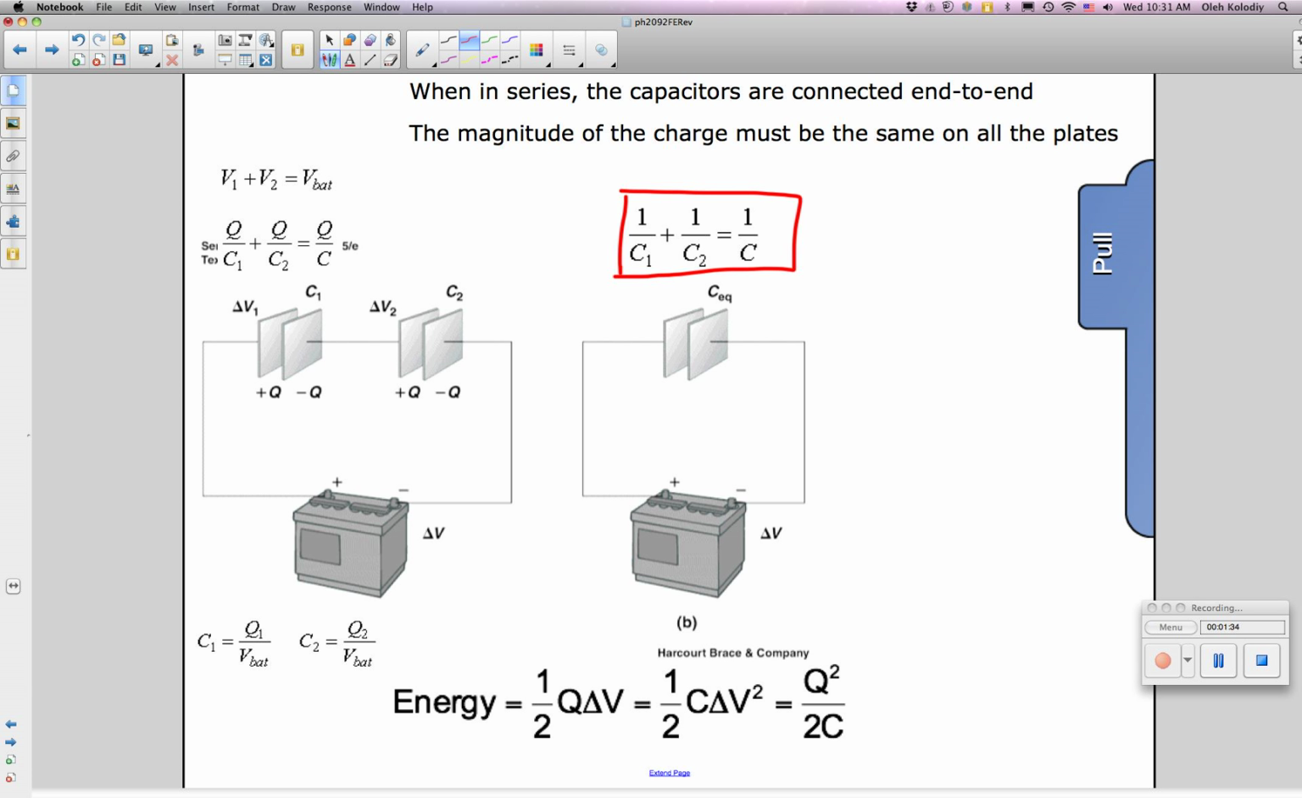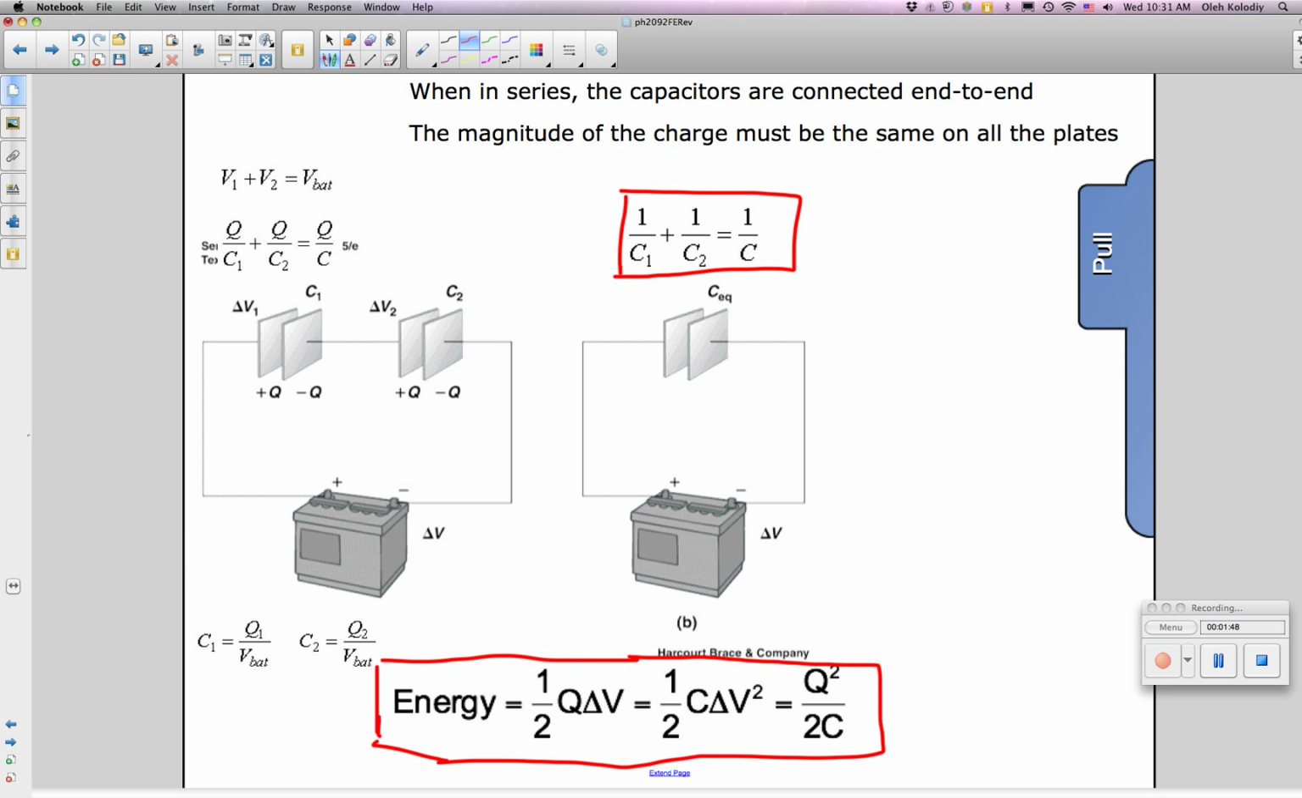So when a battery is connected to the circuit, the electrons are transferred from one plate to the other, and the capacitor plates acquire a net charge.